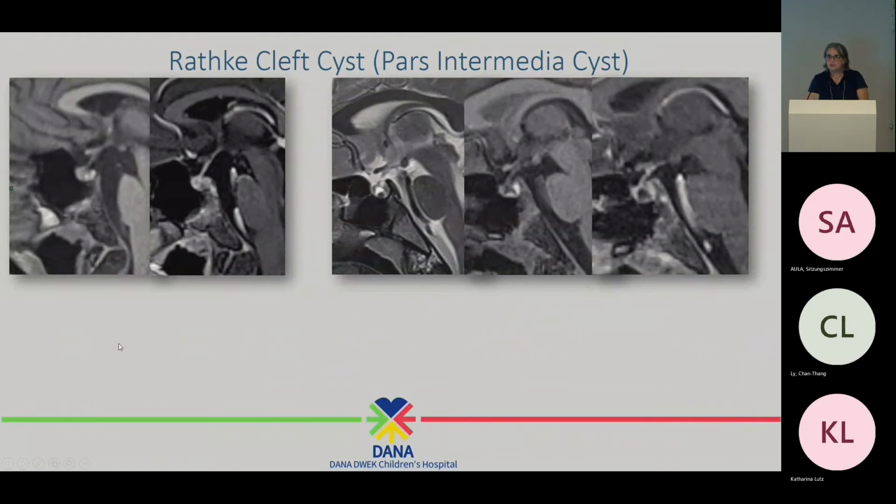As you can see, it can look a little more complex. On the left, this is a small cyst, but it has a more complex appearance with high T1 signal, but no enhancement. As we go to the right, we see a child with a little larger, rounded cyst. This is a T2 sequence. It has this little nodule of decreased T2 signal, high T1 signal, and no enhancement. Many publications state that this is actually the pathognomonic appearance of Rathke cleft cyst.